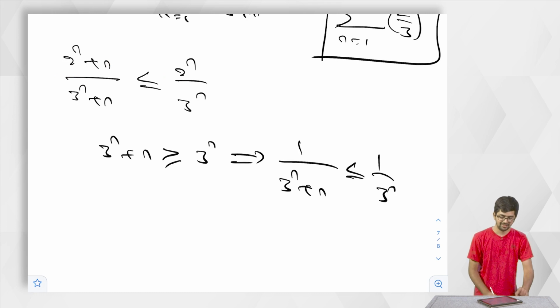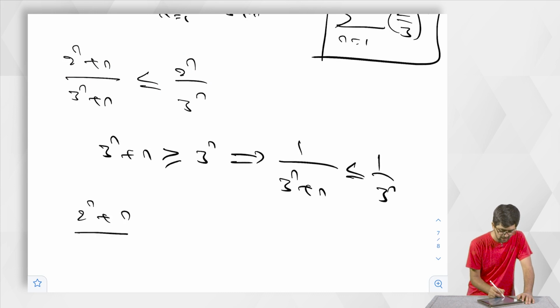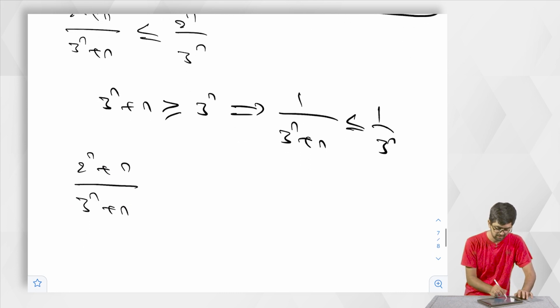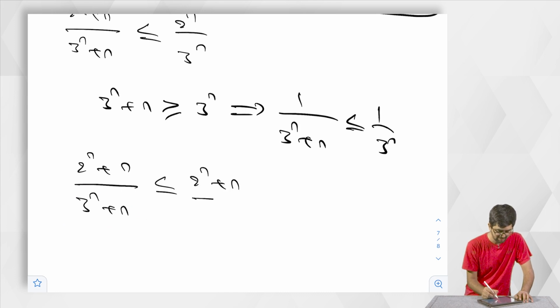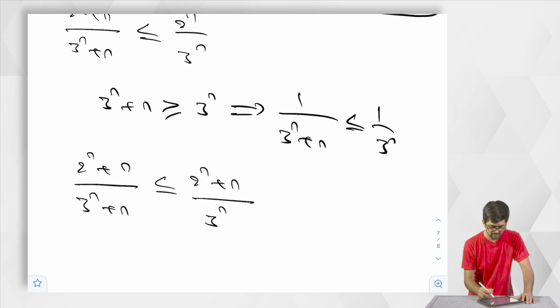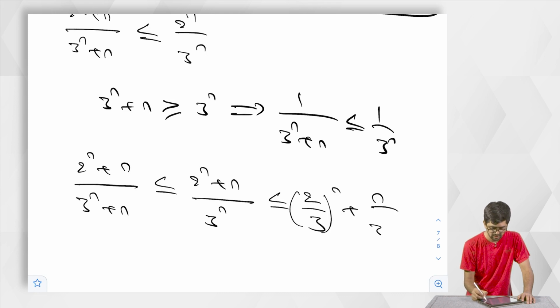So what we do is we will not write like this. We will change it slightly. (2^n + n)/(3^n + n). Let us leave this part as it is. Let us change only this. So that is less than or equal to (2^n + n)/3^n. Now this is less than or equal to 2^n/3^n plus n/3^n.